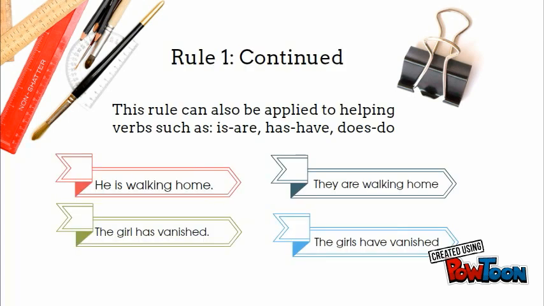This rule can also be applied to helping verbs such as is, are, has, have, does, and do. Here we have some examples. He is walking home and they are walking home. He is a singular noun. Is the singular verb. They is the plural noun. Are is the plural verb. The same with the girl has vanished and the girls have vanished.